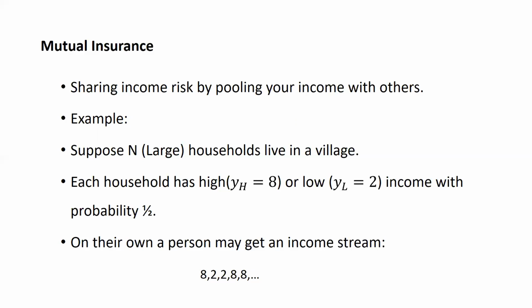Just to give a numerical example, let's say you have n households living in a village, and each household has a crop determined by a coin toss, independently for each household. With probability 1/2, the coin lands heads and you have a high output of 8 units. With probability 1/2, you have a bad crop and the output is 2 units. On their own, a person is going to have a lot of variability. You can get 8 one year, 2 for two years, then 8 for two years. That's a lot of variability in your income.